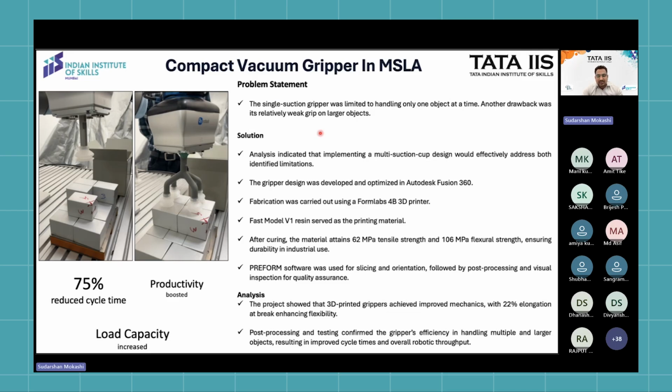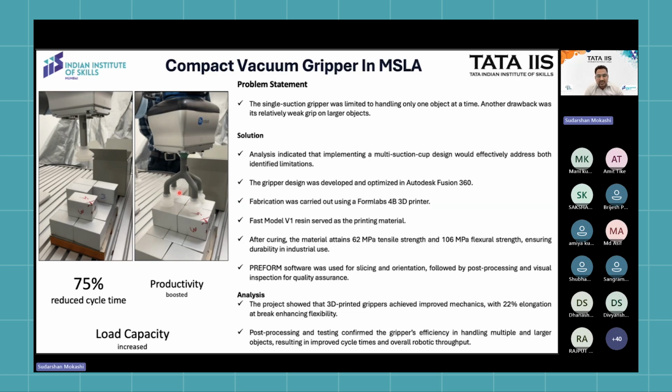So we create a four. Also, some large object lifting also. This gripper is not that strong to carry the bigger size block. So that's why we optimize the design for 3D printing, and we'll print in fast model resin, which has 62 MPa tensile strength and 106 MPa flexural strength, which is suitable for this application specifically.